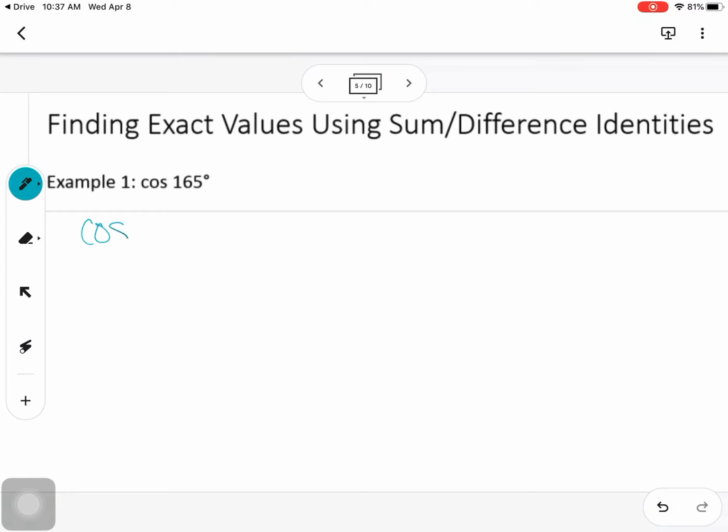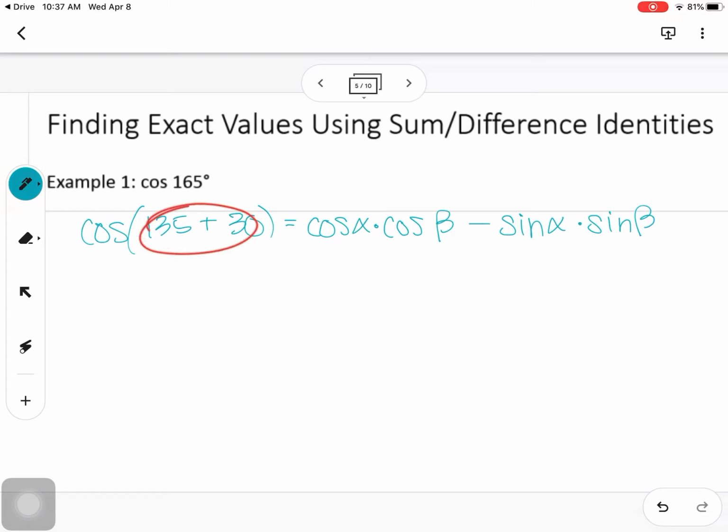So if I use the first one I mentioned and I do cosine of 135 plus 30, I always start just by rewriting it. This tells me then a couple things. First off, I'm going to use my cosine identity. So I'm going to just write out the whole cosine identity. That tells you it's cosine of your first number times cosine of your second number, minus, because this was plus, sine of that first value times sine of that second value. And what I've done by splitting this apart is I've really just identified what my alpha and my beta are.